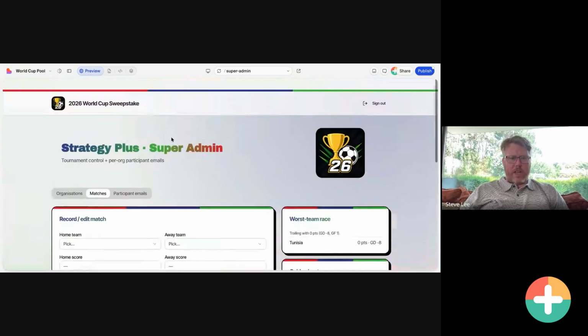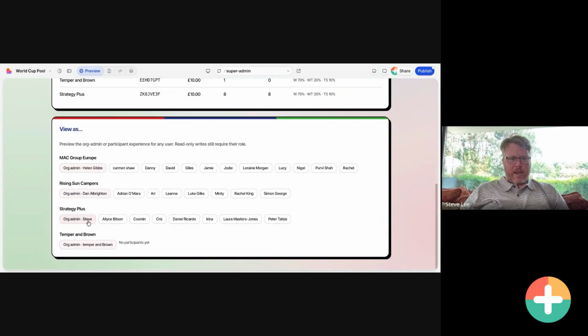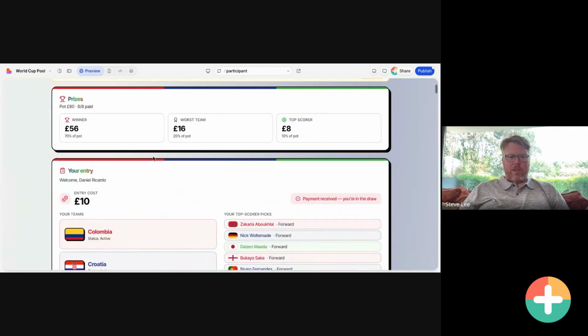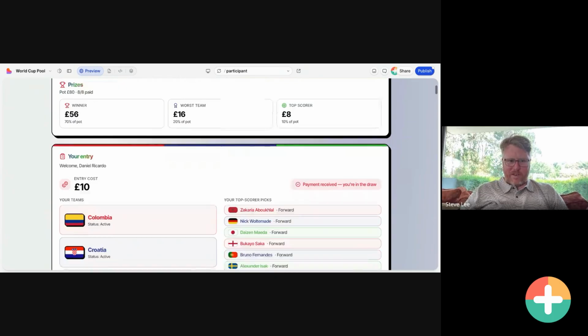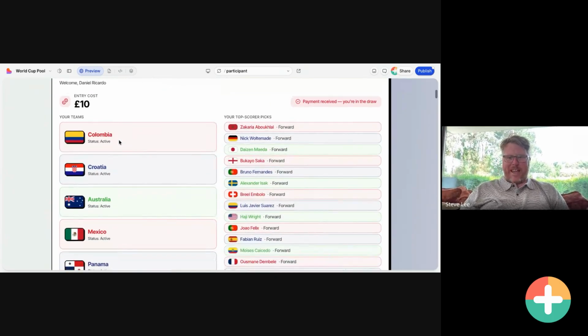So if we look at the Strategy Plus organization, and we look at it from, let's take you, for example, as a user, Dan. So you can actually go in and view, here's what our prize pots are. So its top score is only £8. It's a bit of a poor sweepstake. This is, to be honest, quite low value, I thought. Just goes to show how tight people in our office can be. But yeah, entry cost £10, and it shows that the payment's been received.